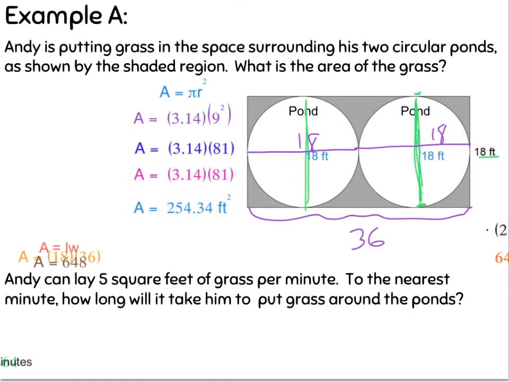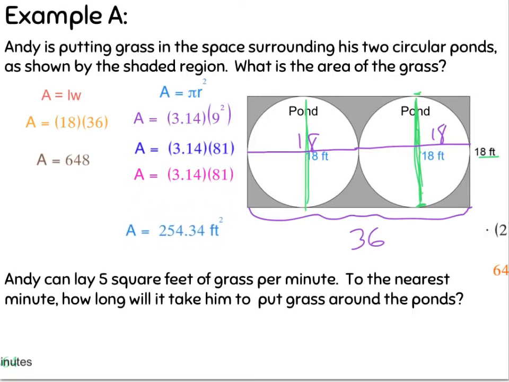So let's plug in what we need in our formula. Our formula for a rectangle is length times width. I'm going to plug in 18 times 36, and when I do that, I get area equals 648. But now I have to subtract out the ponds so that I know just what's left for the grass. So I'm going to take my 648 and subtract out the ponds. However, when I figured out the area of the ponds, I only figured out one circle, but there are 2 ponds.